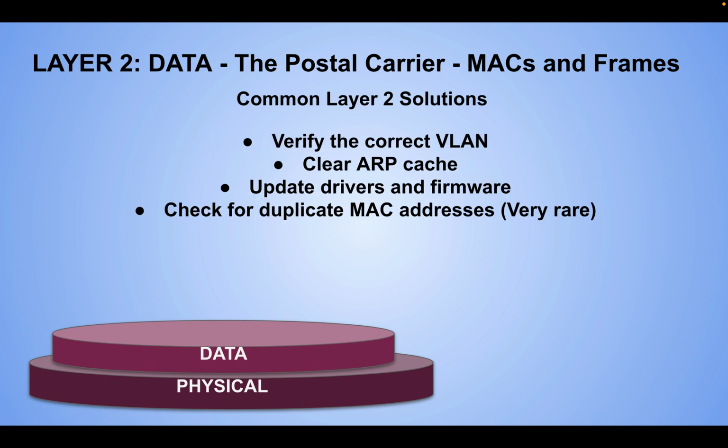To tackle layer 2 issues, verify the correct VLAN assignment for the device and its switch port. Clear the ARP cache on the affected device to force it to relearn the MAC addresses. Update network adapter drivers and firmware on the NICs and the switches. And although rare, check for duplicate MAC addresses. This can cause intermittent communication.